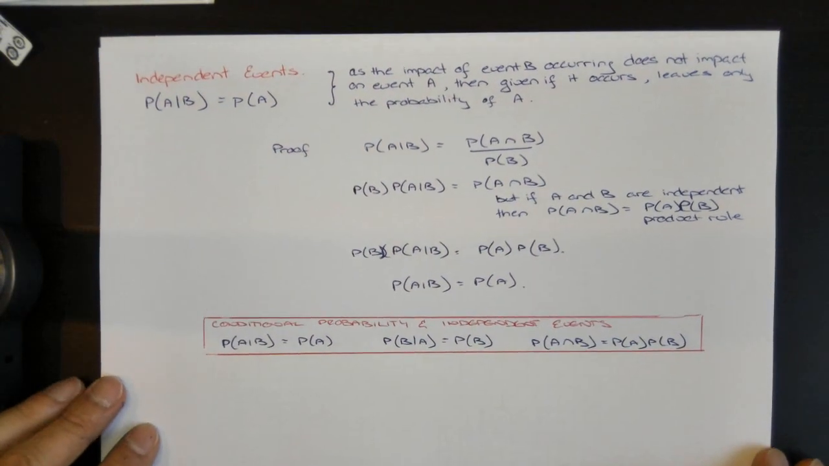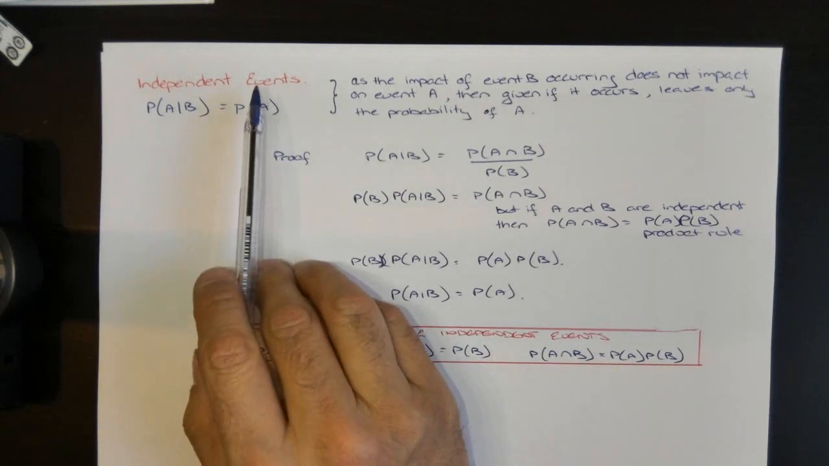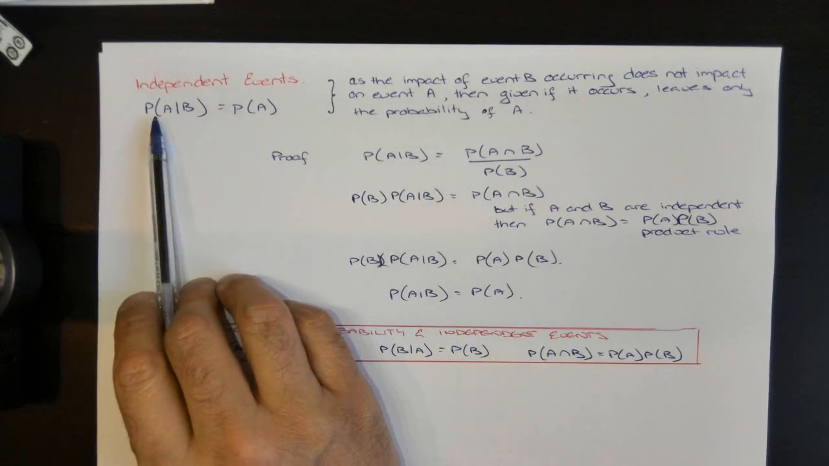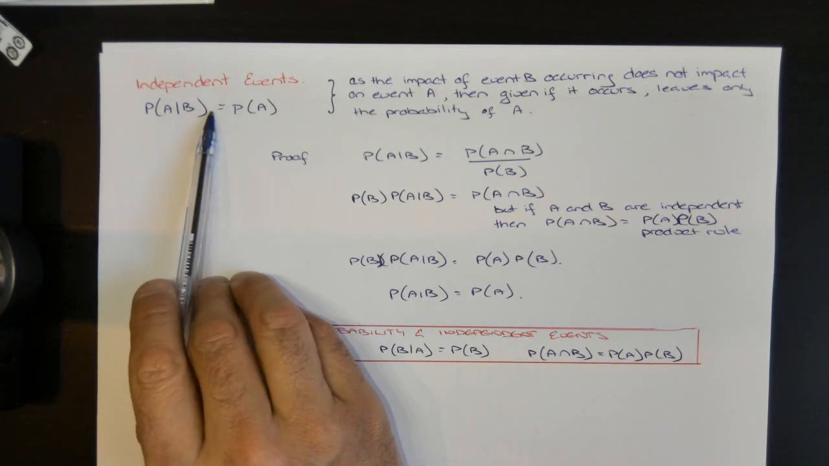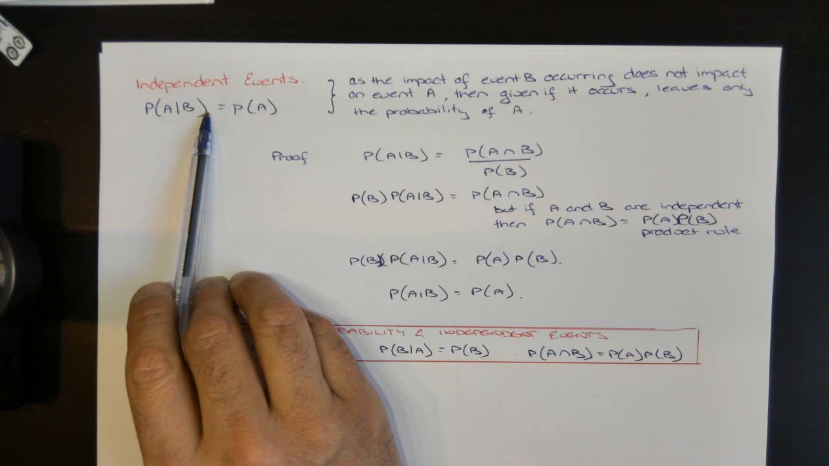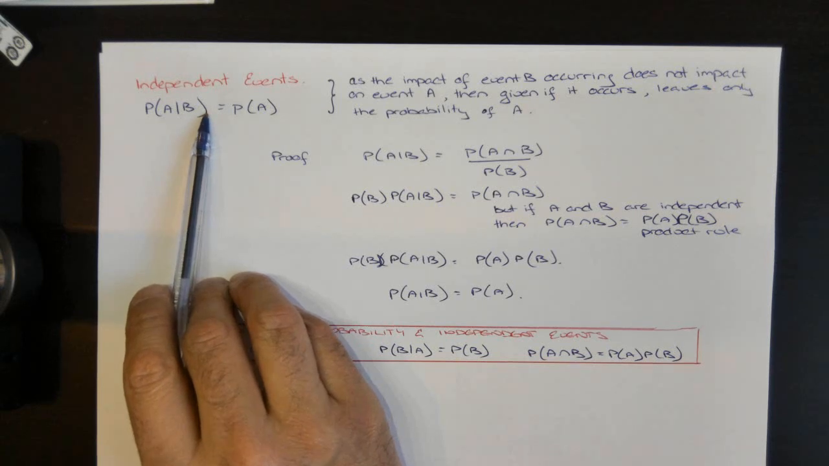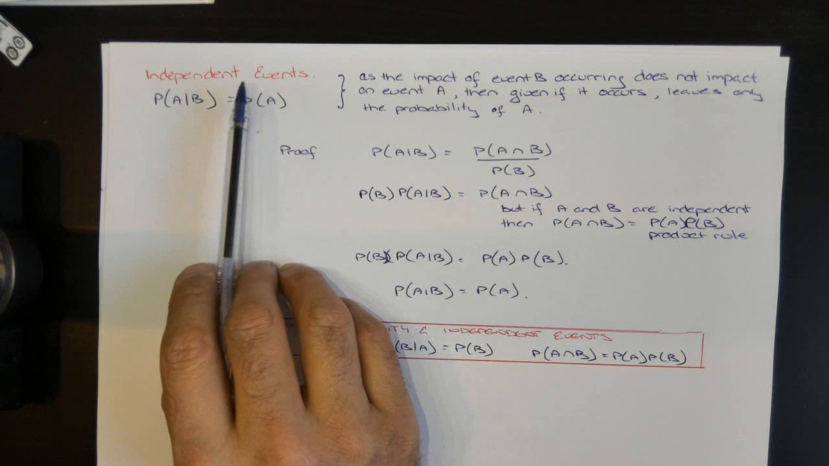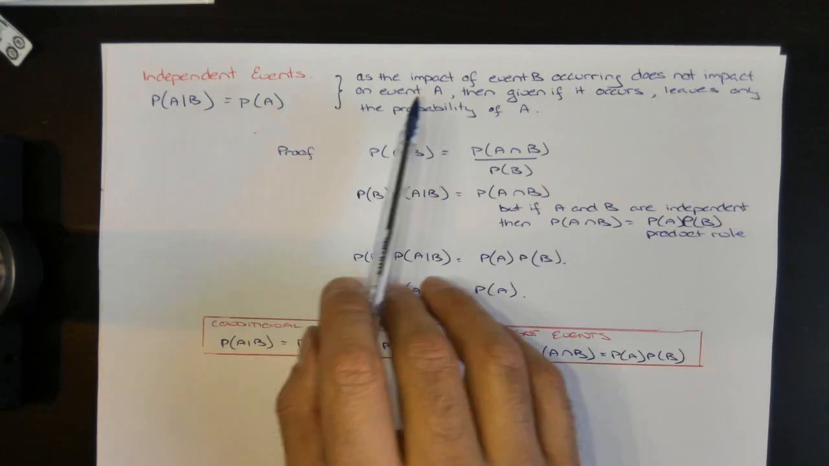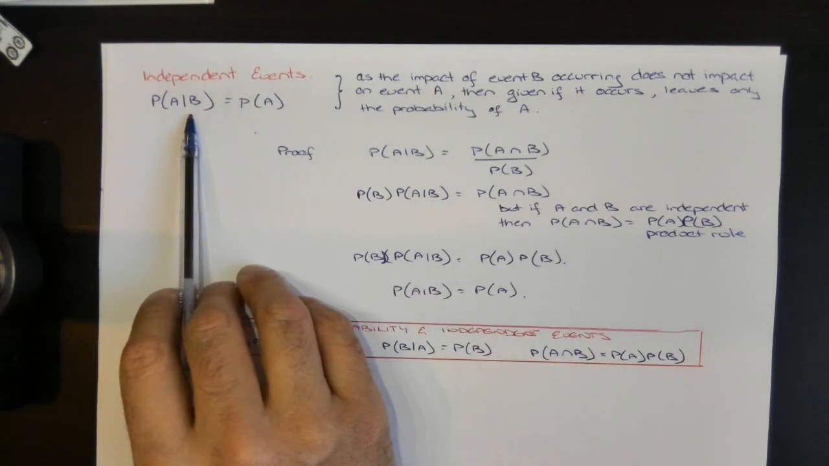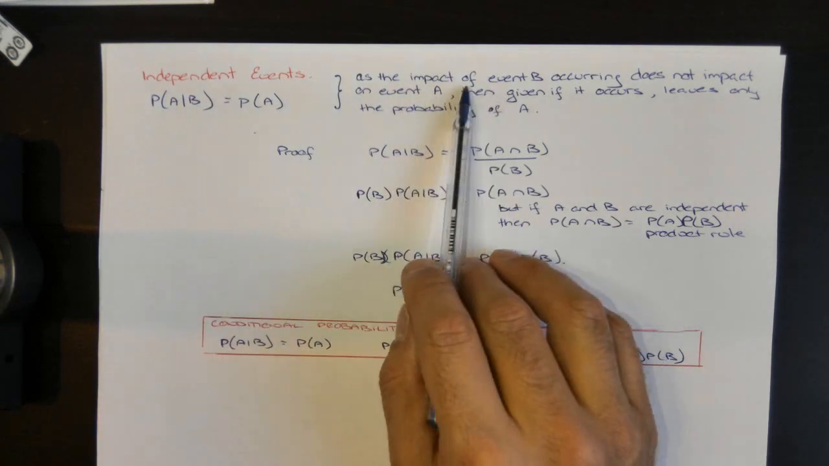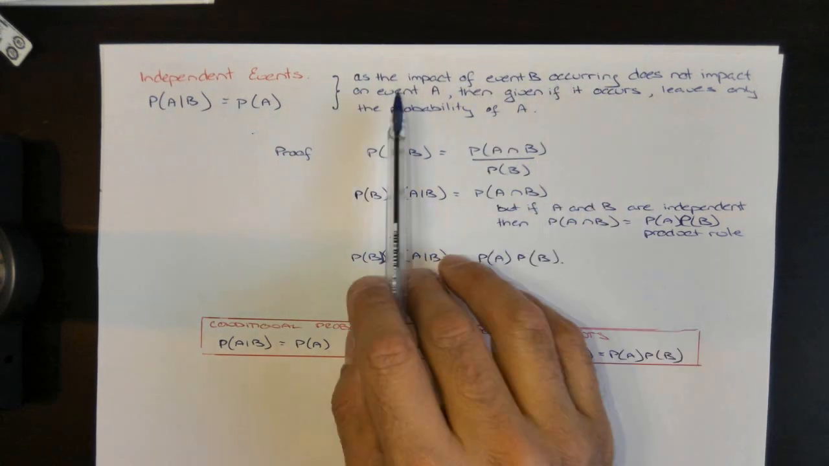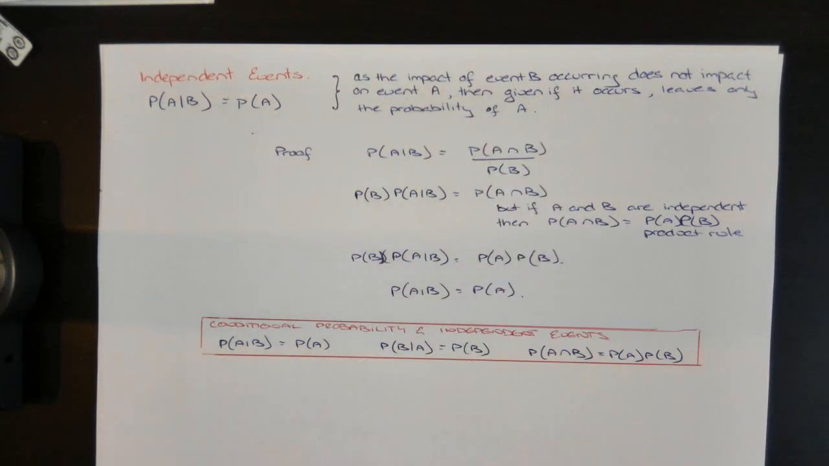So here's an important part. Independent events. If we have the probability of A occurring given B happening and they are independent events, well, then it's going to be the probability of A, because the fact that B occurs should not impact the event that A occurs, because they're independent. So as the impact of event B occurring does not impact the event A, that leaves only the probability of A.